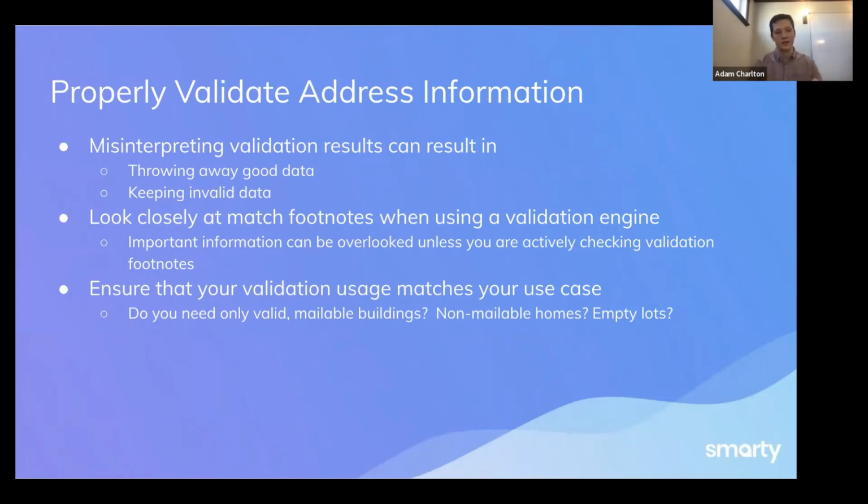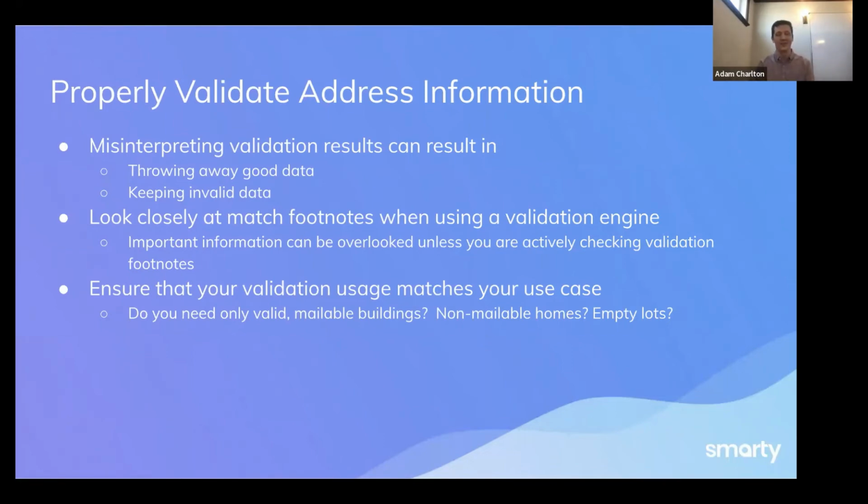With Smarty, we call this match codes. So when you call an address, when you validate it, you get back what's called match footnotes. These are critical pieces of information that can often be overlooked when you're not familiar with the types of information that it contains. And finally, ensure that your validation actually matches what your use case is.